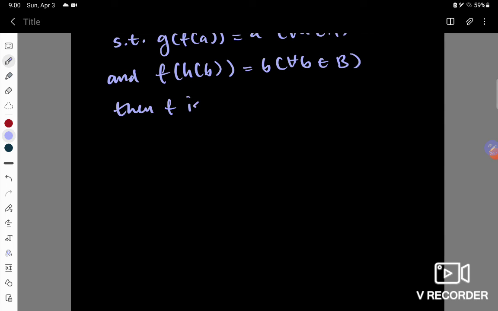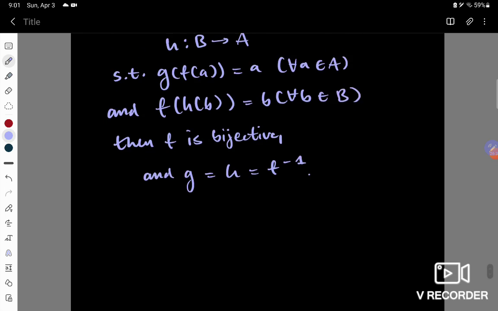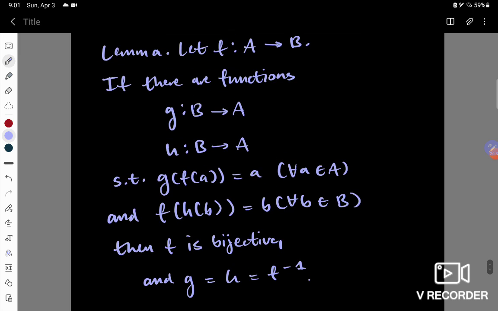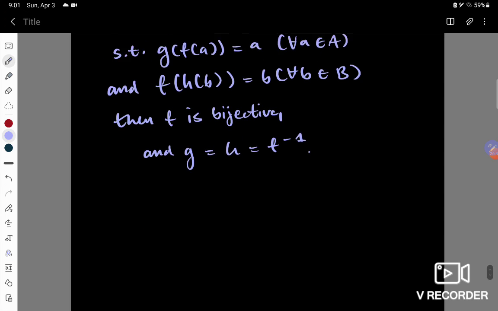f is bijective, and not only is f bijective, g is in fact equal to h, which is in fact equal to f inverse. And just using those previous definitions, this is a really good exercise to try, so I will leave it to you to try and show this. Okay.